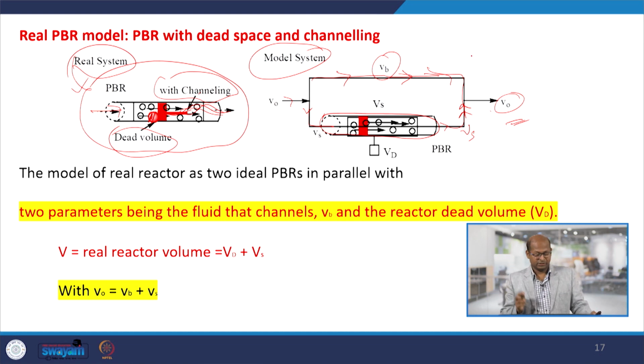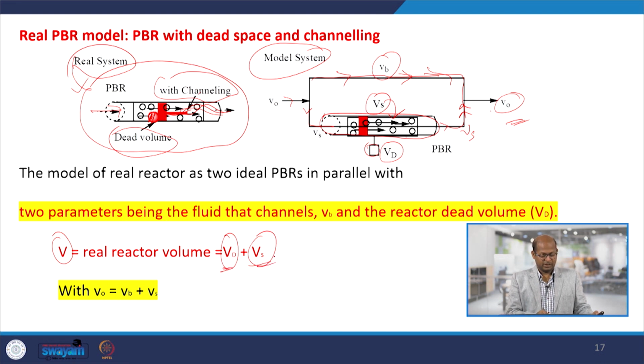Now, two things I said, there is one bypass volume. See here, V is the real reactor volume, and the real reactor volume is divided into system volume and dead volume. So, Vs is the system volume, the volume within the reactor where the reactants and reactions, everything, is going on, and Vd is what we assume to be the dead volume. That remains inert. Inside the reactor, in that particular volume, reactant molecules remain but do not take part in the reactions basically.